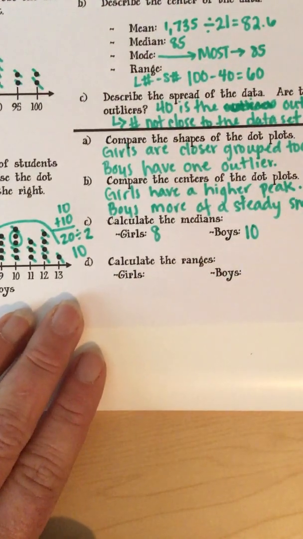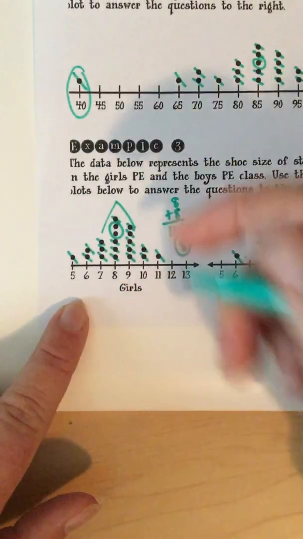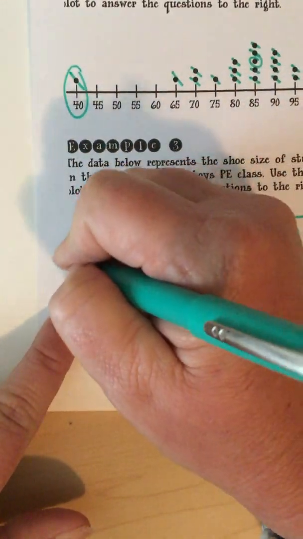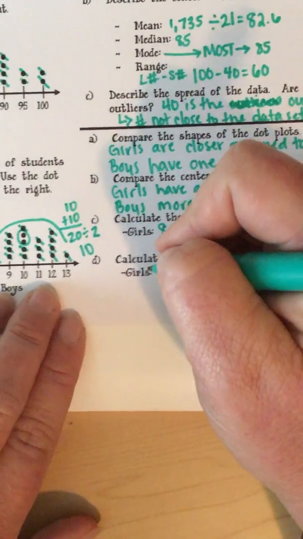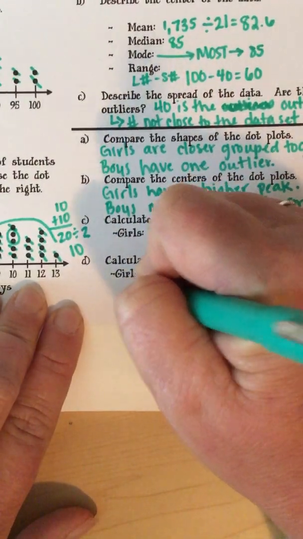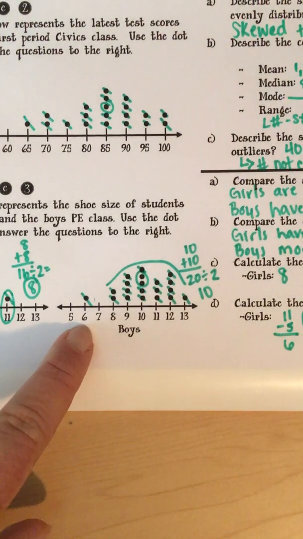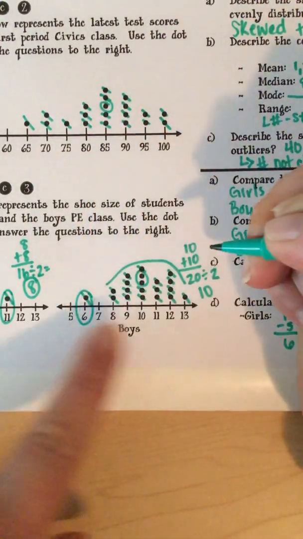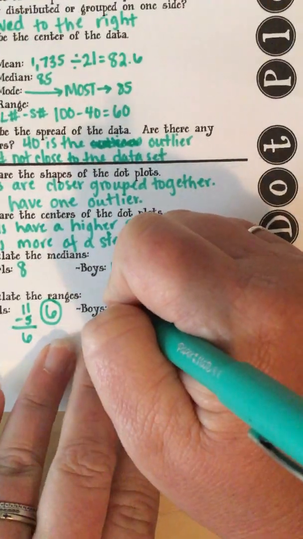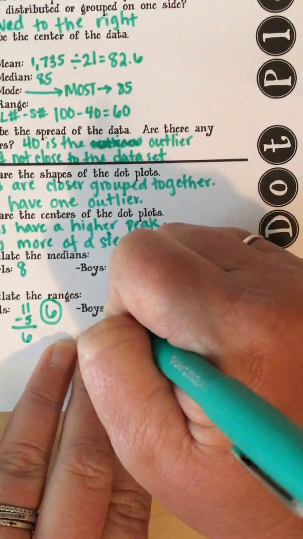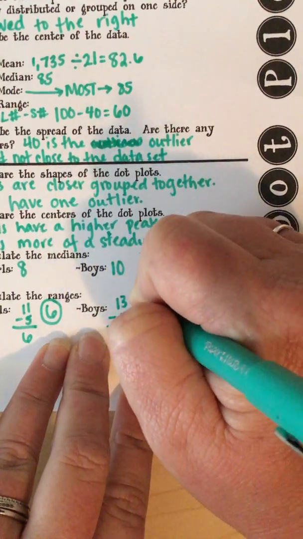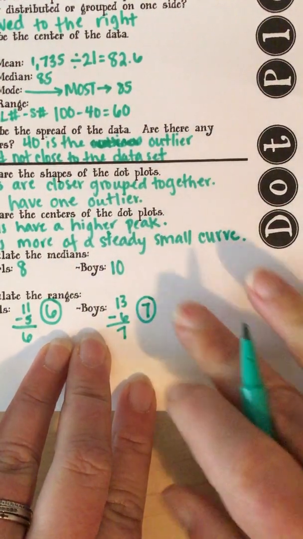All right, and then it says calculate the range for both the boys and the girls. So the highest number over here for the girls is 11, and the lowest number is 5. So I'm going to do 11 minus 5, which gives me 6. So the range for the girls is 6. And then the smallest number for the boys is 6, and the biggest number is 13. So then I'm going to do 13 minus 6, which gives me 7. So the range for the boys is 7.